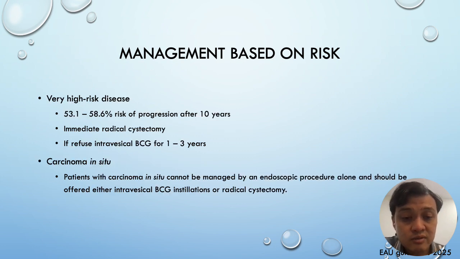In very high risk disease, the risk is almost more than 50%, of which we should offer immediate radical cystectomy upfront. And if they refuse, then can offer intravesical BCG. For CIS, it's actually quite interesting in that in these patients, you cannot actually just do TURBT alone and think it is sufficient. You must offer either intravesical BCG or radical cystectomy.